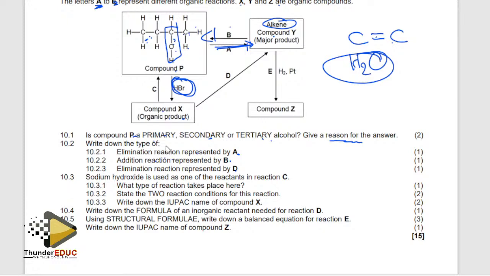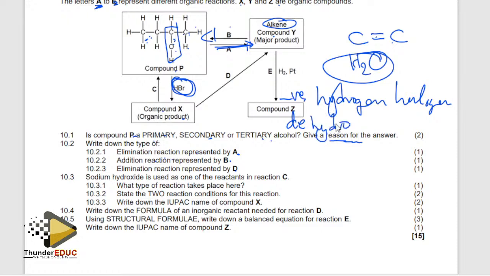Dehydrohalogenation, because I'm removing the hydrogen and the halogen. The prefix de means that I'm removing, hydro is the hydrogen, then the halogen. You understand? So that is reaction D. It's simple.